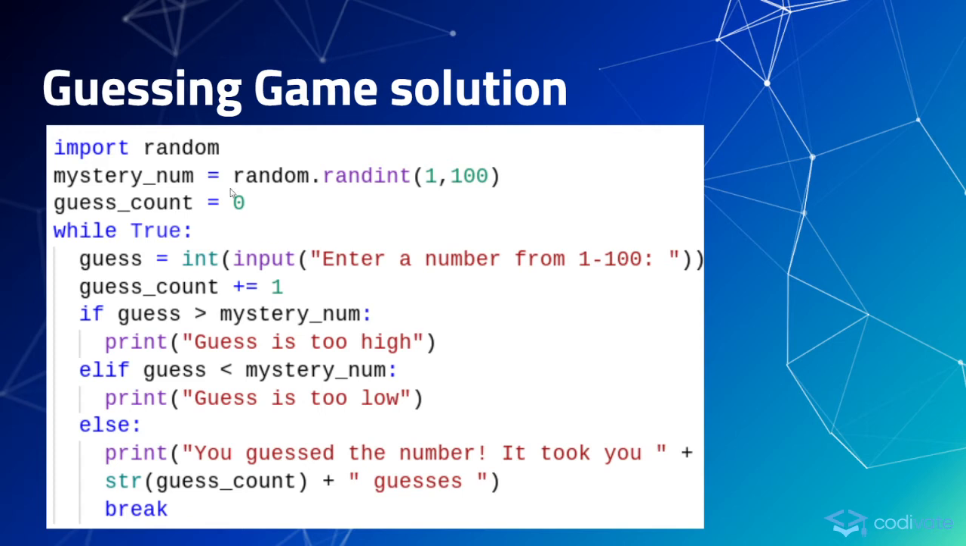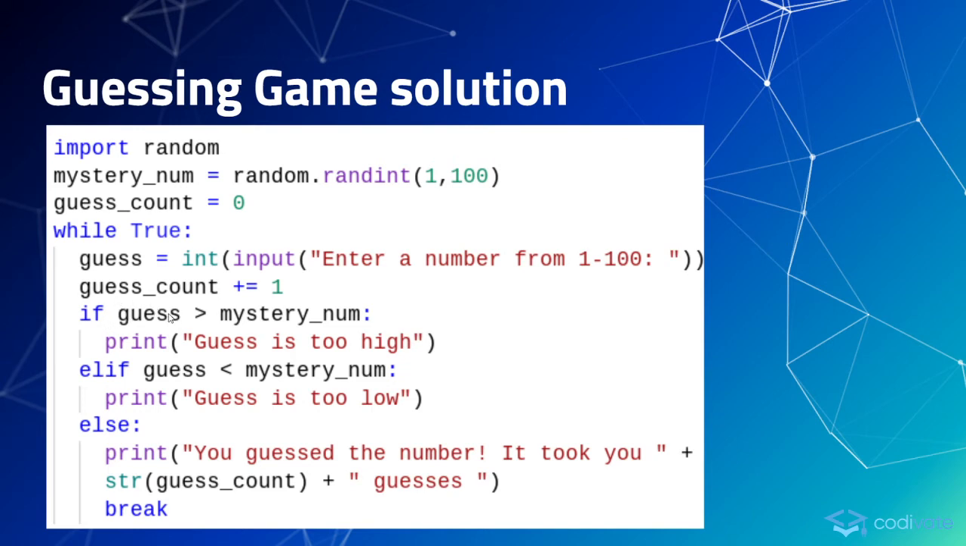So inside the while loop, we have to first prompt the user to enter a number from 1 to 100 using our input function, and we cast that entire result to an int, since making these comparisons with less than or greater than is something we would do with integers. Since they made a guess, we know that we can increment guess count by 1.